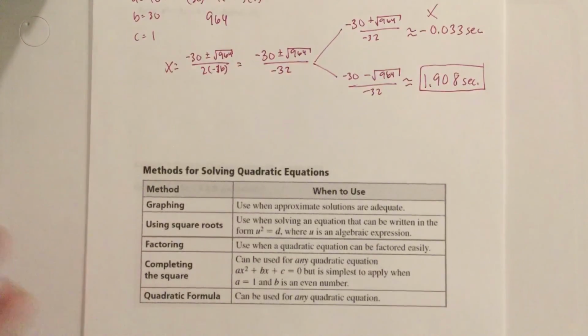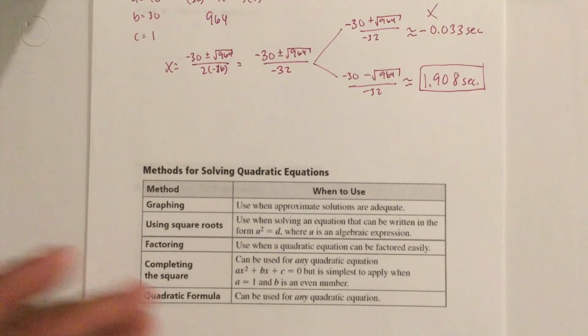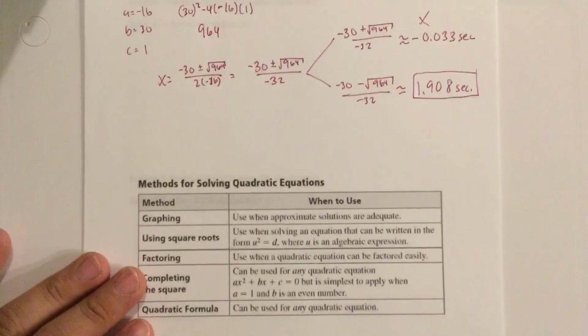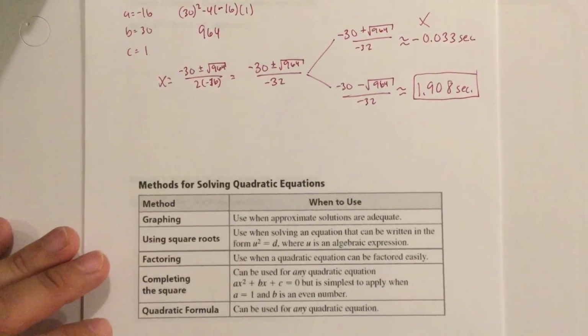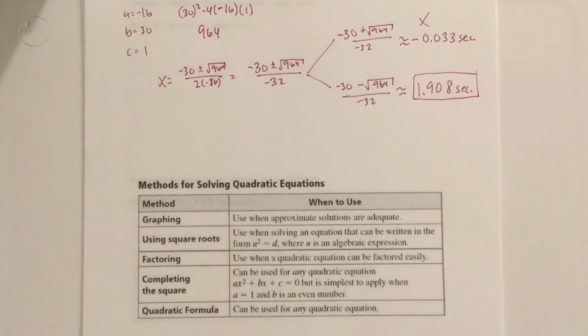But completing the square, I prefer to use it when my a value is 1 and my b value is even. Other than that, I just go straight to the quadratic formula. All right, and that completes the notes for using the quadratic formula.